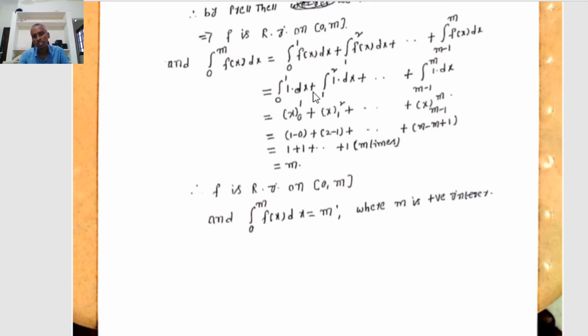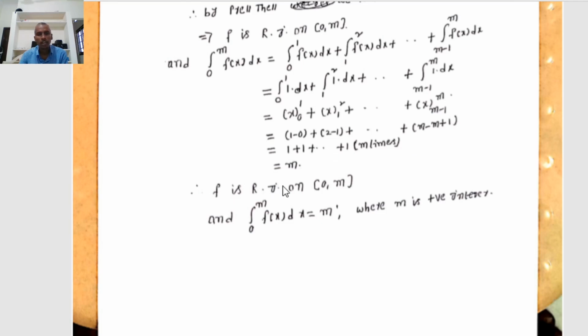That is, [x] with limits 0 to 1, 1 to 2, up to m minus 1 to m. Therefore 1 minus 0, 2 minus 1, 3 minus 2, 4 minus 3, up to m minus (m minus 1), that is 1, 1, 1, 1, up to m times, which equals m.